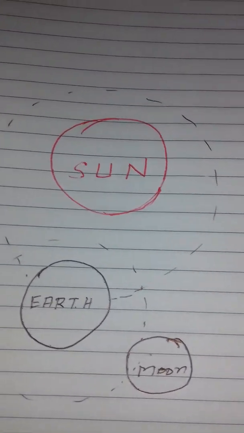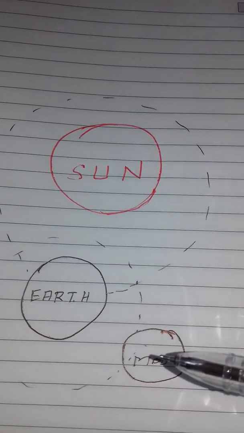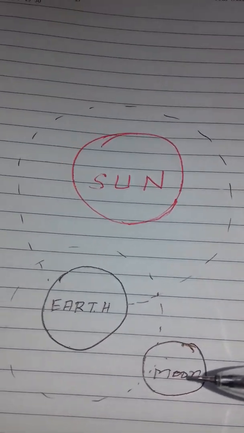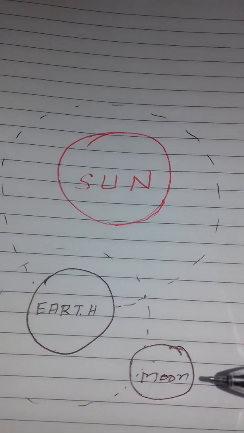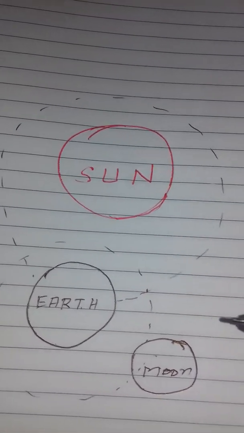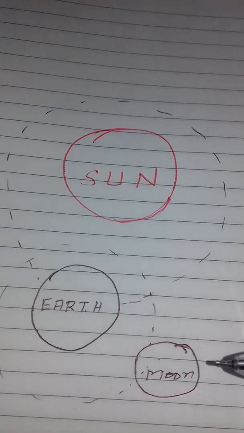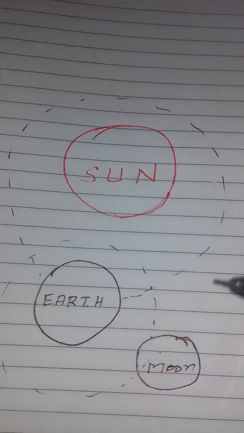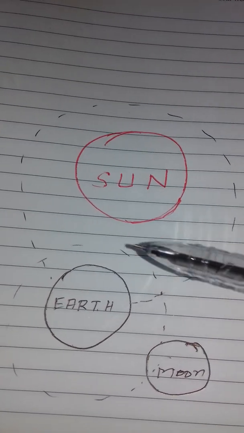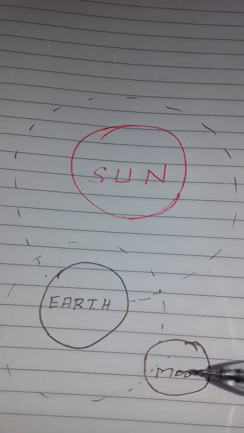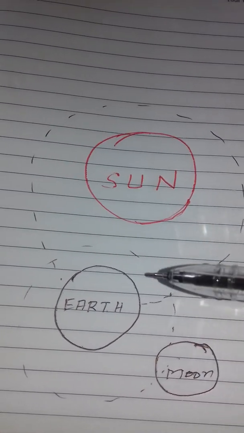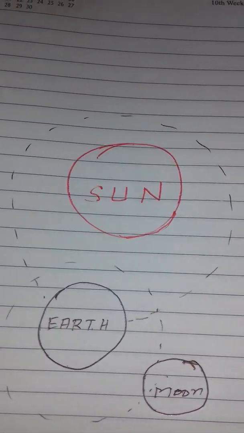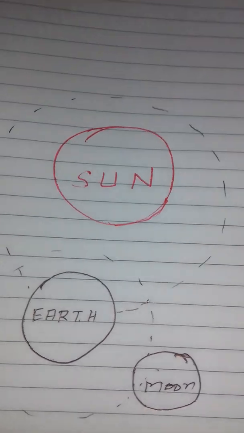Here, as you know, the moon is moving around the earth, so the moon is known as the natural satellite of the earth. Satellite means what? It is an object that goes around a planet. Any object that goes around a planet is known as a satellite, and the moon is going around the earth, so the moon is known as the natural satellite of the earth.